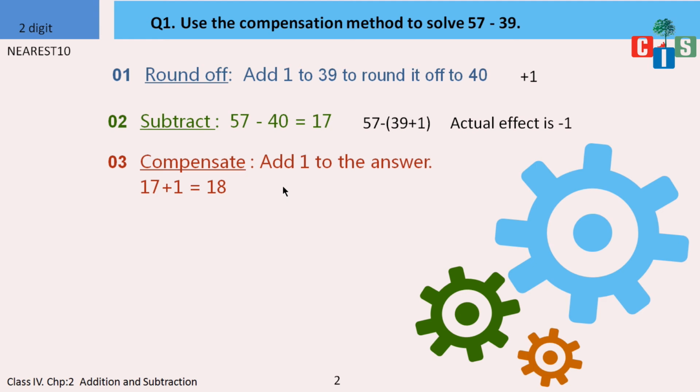Clear with it? See, again I am repeating that you see that we are adding 1 here. Here you have added 1. But the actual effect is you are doing -1 more and hence you are adding 1. Don't make a mistake here, students. So my answer will be 57 minus 39 is equal to 18. Moving to the next example.